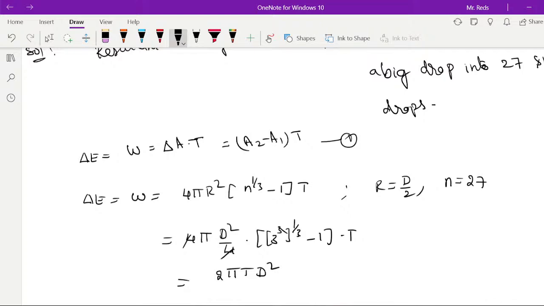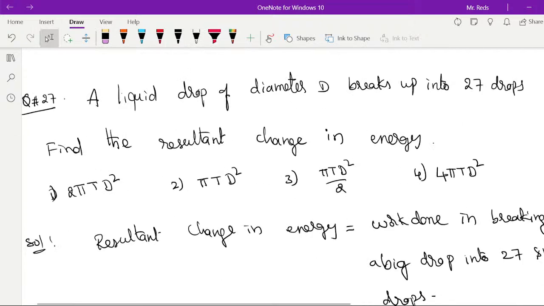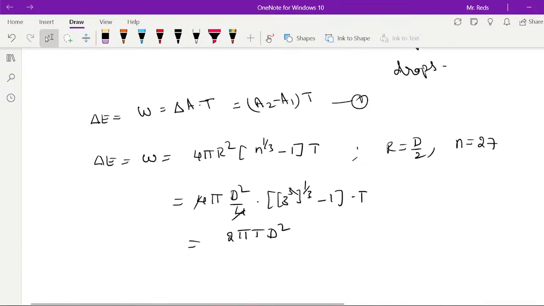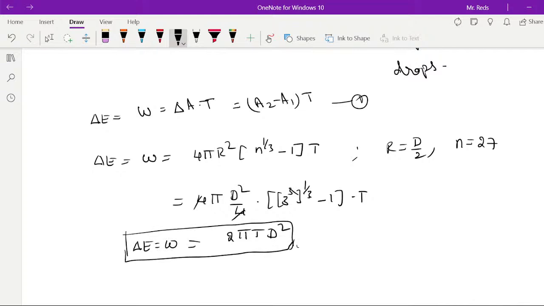So which option is right? Let us see the options. 2 pi T d square. The first option is the right one. That is the resultant change in energy, or work done in breaking a big drop of diameter d into 27 smaller drops: 2 pi T d square.